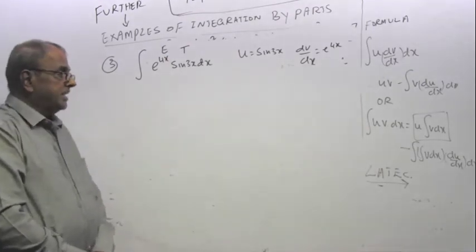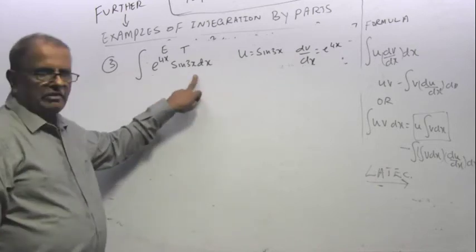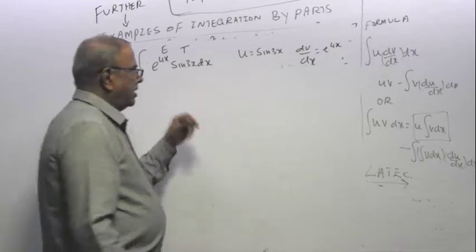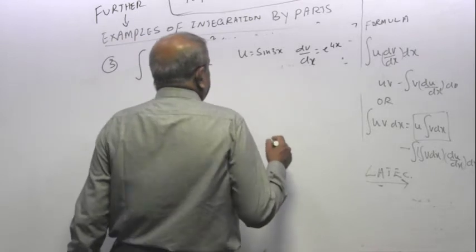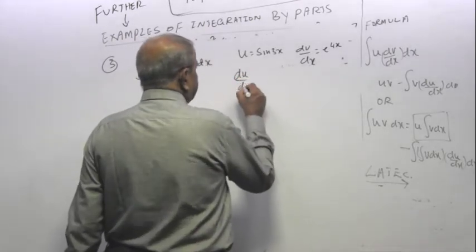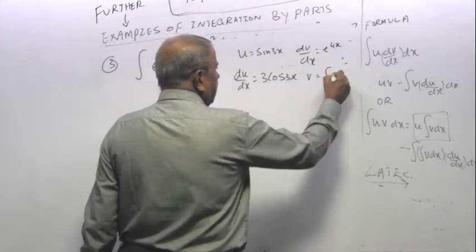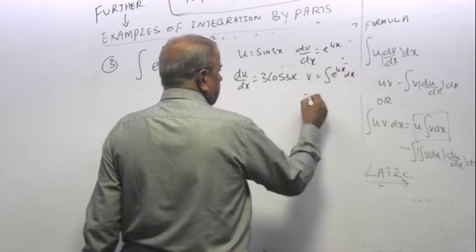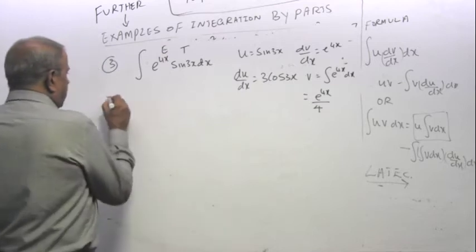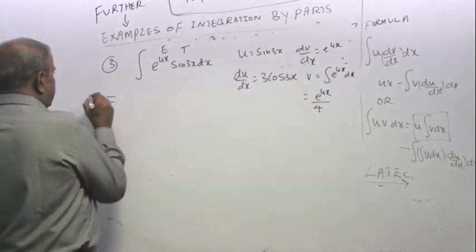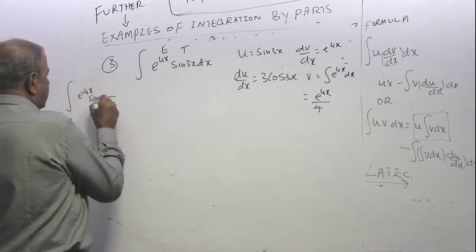In this question, it doesn't matter if you were to call this as u and that as dv by dx, it still works. Only if it is exponential and trigonometric. So du by dx is 3 cos 3x. v is integral e power 4x dx. e power 4x gives you e power 4x over 4. So it becomes, let me write this as integral e power 4x sine 3x dx.